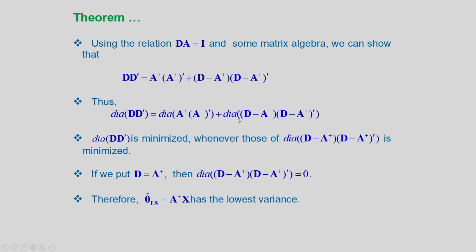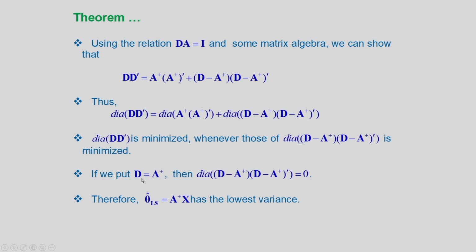Okay. And we know that this matrix is a positive semi-definite matrix, therefore, its diagonal elements are non-negative, and the smallest value of the diagonal elements will be obtained if we put D equal to the pseudo inverse of A. In that case, D minus A plus this quantity will be equal to 0, therefore, this diagonal element will be equal to 0. Therefore, this expression will be minimized whenever we put D equal to the pseudo inverse of A.